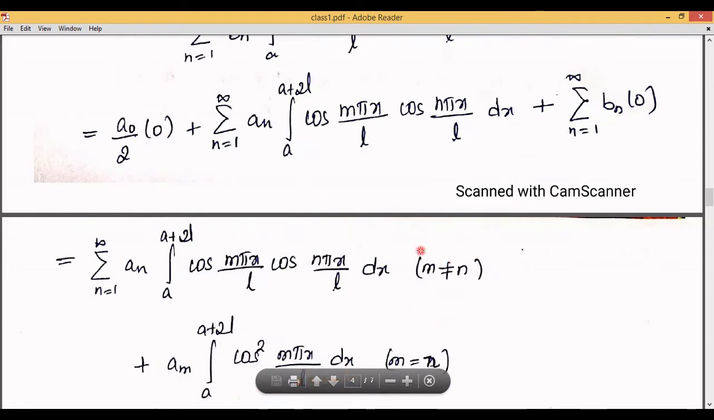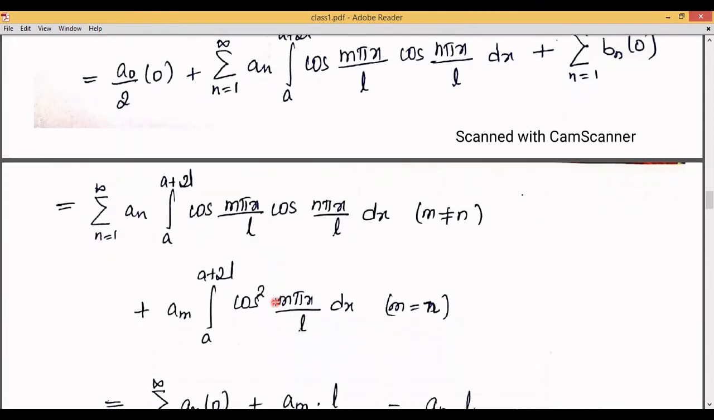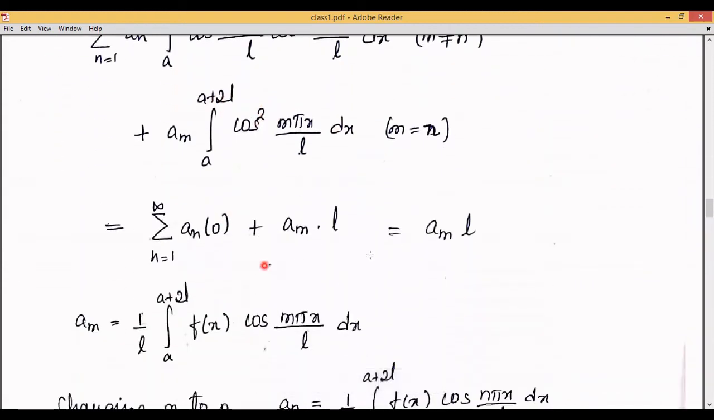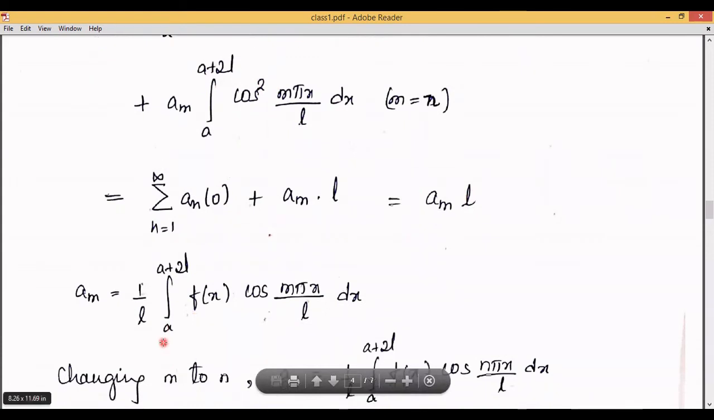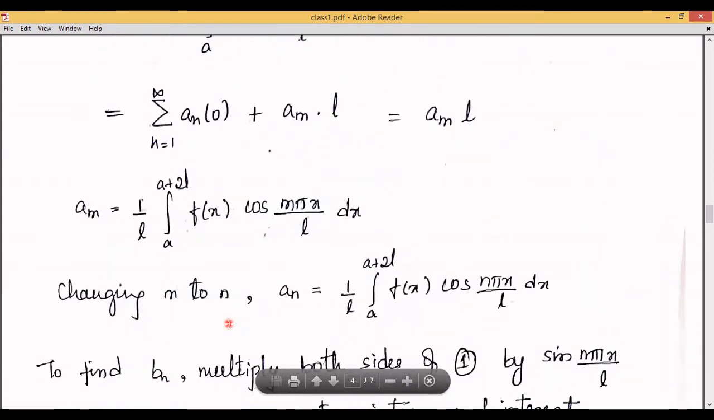When m is not equal to n, this whole thing goes to 0, and here this becomes L. So this is how you get am times L. Since I'm interested in finding am, I'll cross multiply this L to the other side and I'll get this. Changing m to n, I'll get what an is. an is equal to 1 by L times the integral from a to a plus 2L of f(x) cos(nπx/L) dx. And this is all about the second Euler's formula for an.